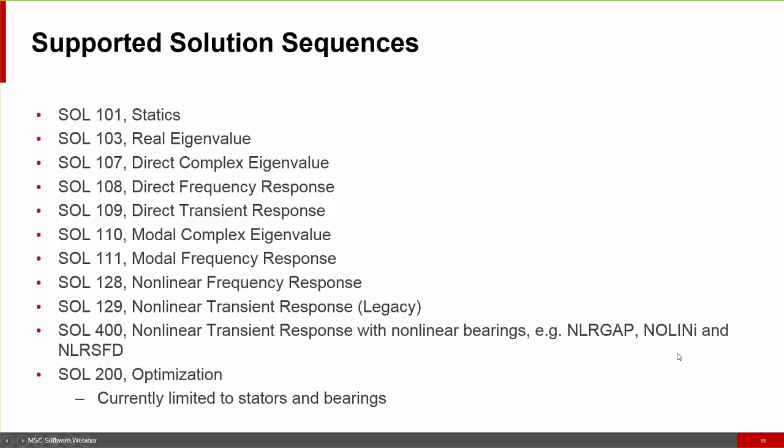And of course, that allows you then to use a lot of these nonlinear elements that can be used for bearings and any nonlinear effects that you might encounter in your models. For solution 200, the support for optimization is currently limited to stators and bearings, but this is an ongoing development effort, and you will see advances here within the next releases.